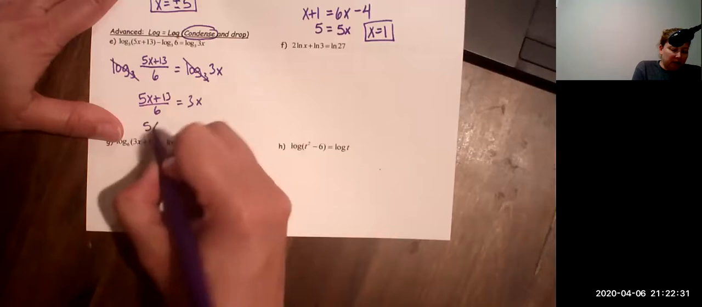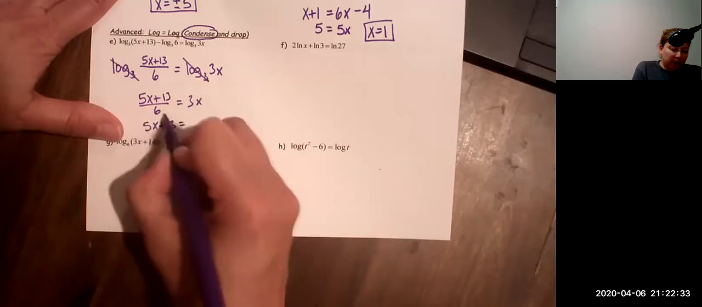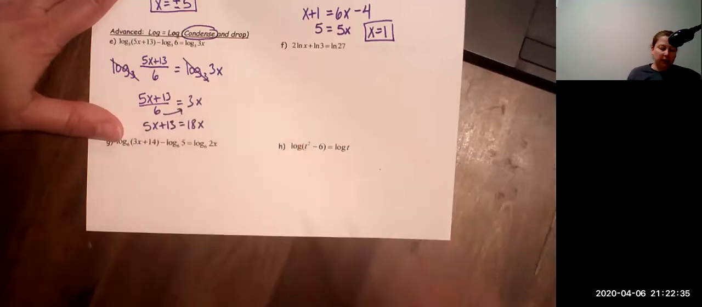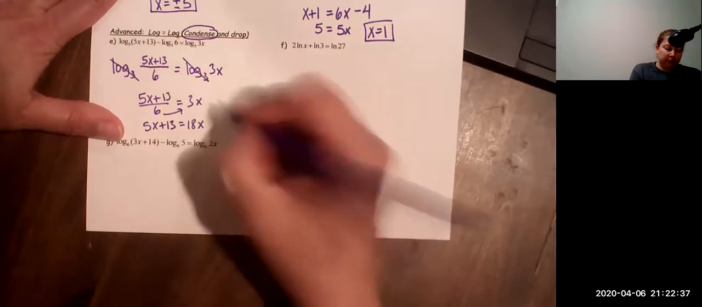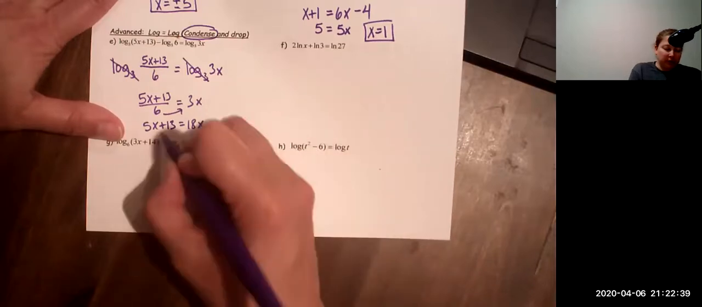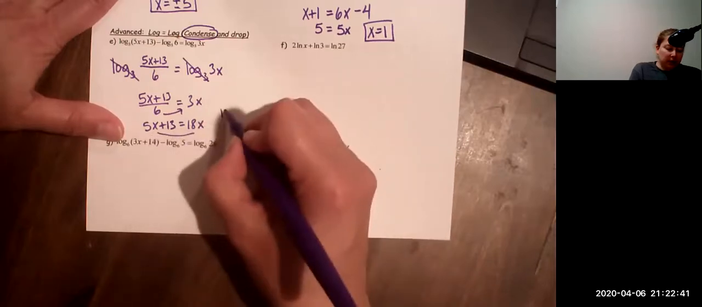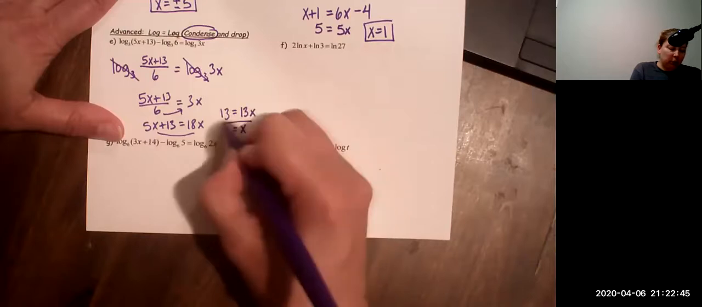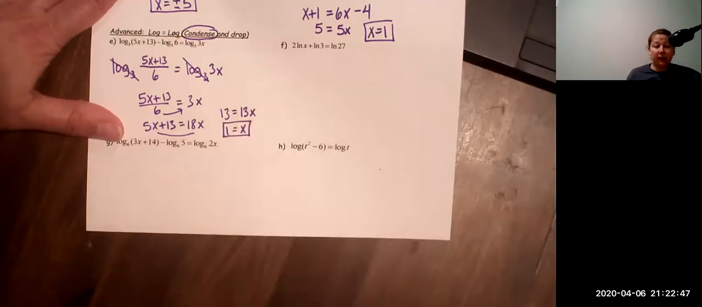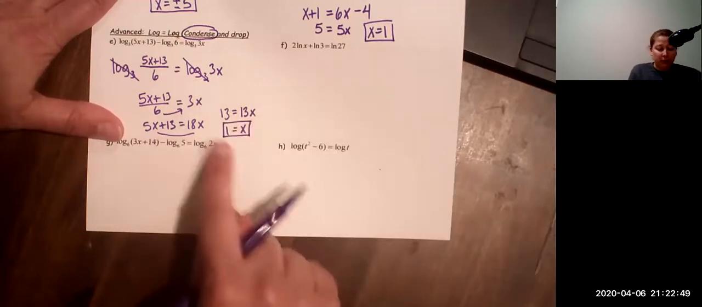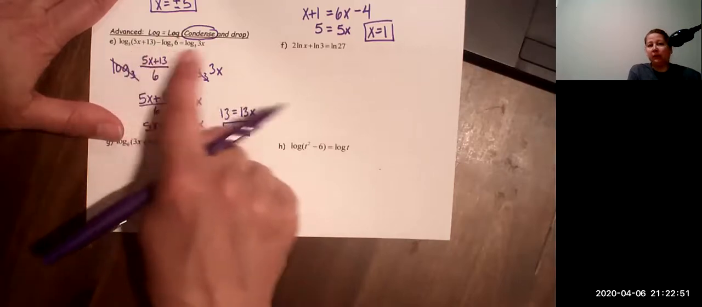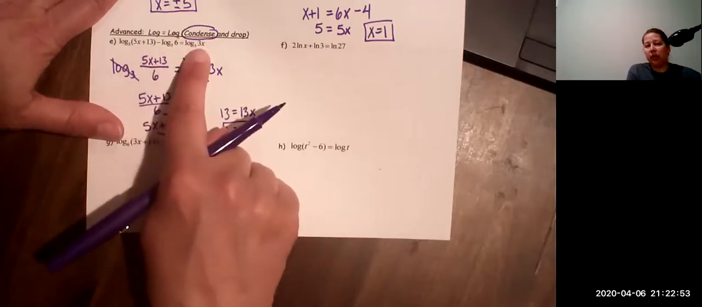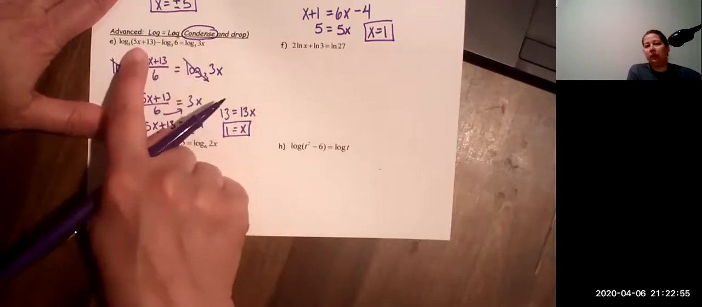So I would get 5x plus 13, multiply over here, equals 18x. If I subtract this, I get 13 equals 13x, therefore x equals 1. And again, you do need to check. If you plug 1 into this entire thing up here, you have to go back to the very original and check it. If I plug a 1 in right there, I don't get a negative number.